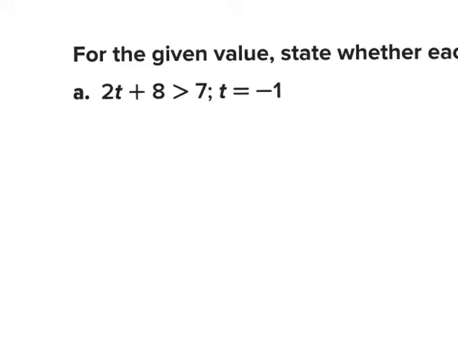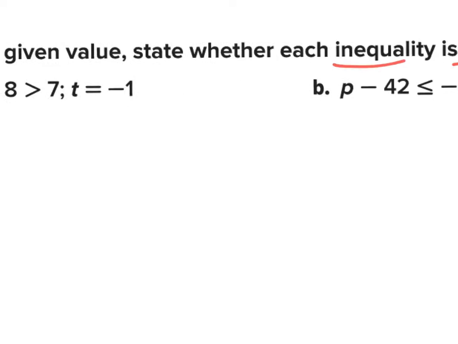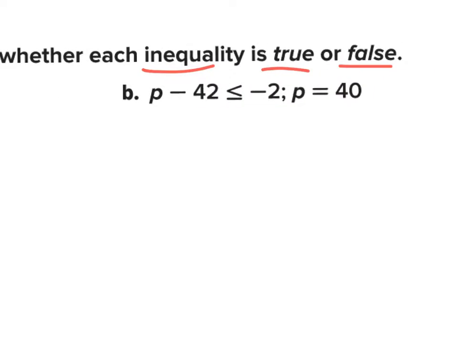Let's try a couple more. p minus 42 is less than or equal to -2. And remember that I say less than or equal to when I have that line underneath my less than sign. I think of that as half of an equal sign. So 40 minus 42 is less than or equal to -2.